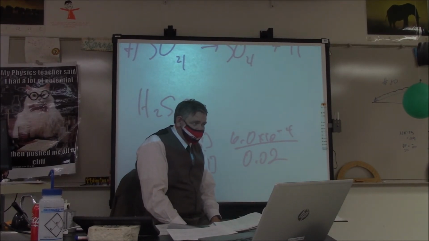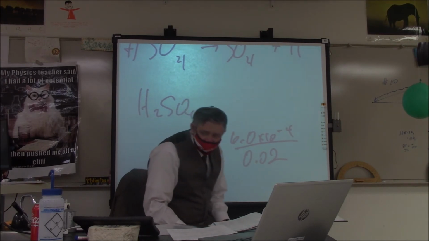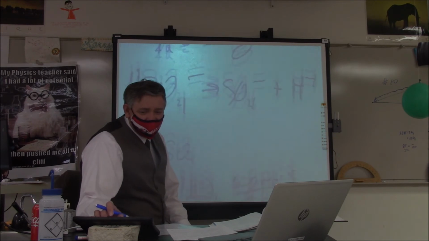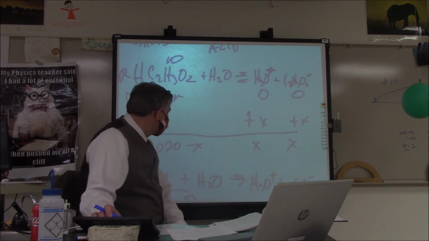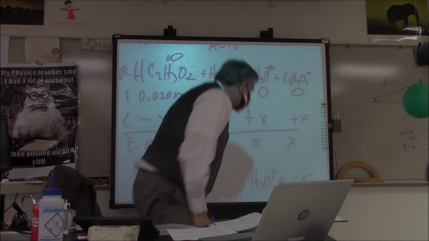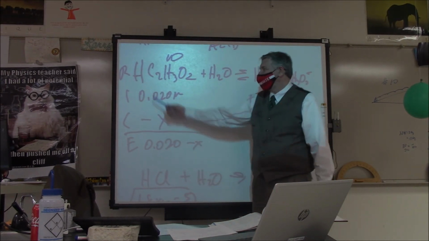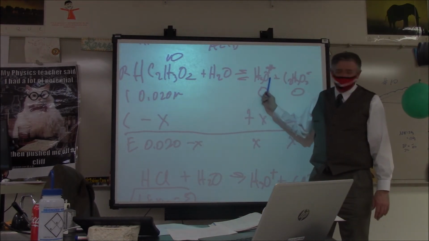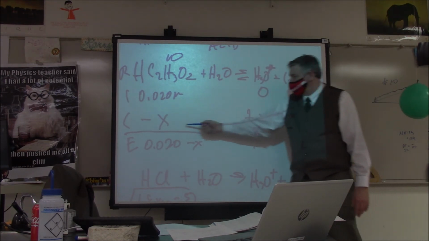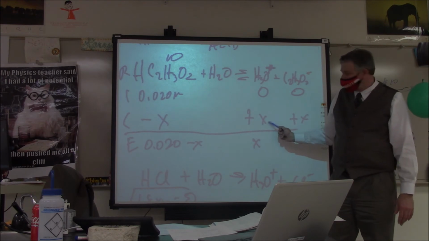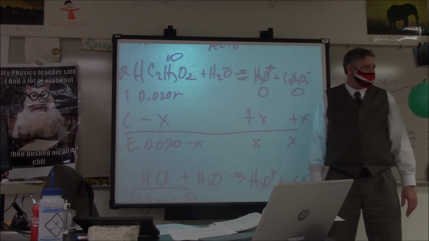What's the RICE method? That's what I just did. Yeah, I know, but how do you do it? I saw you do it, I just don't know what you were doing. Okay. What does it stand for? R is the reaction. I is the initial set of conditions. C is the change. And E is your equilibrium line.